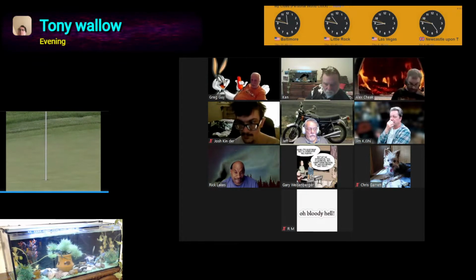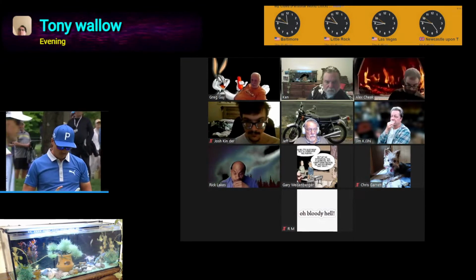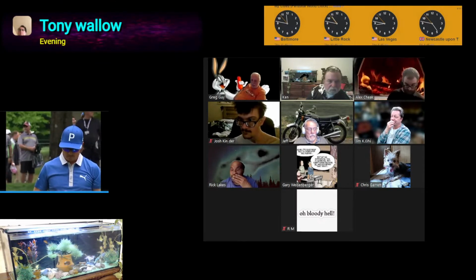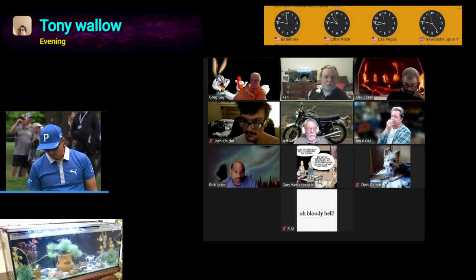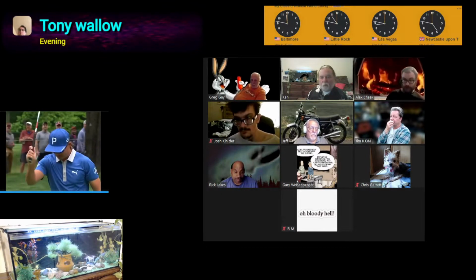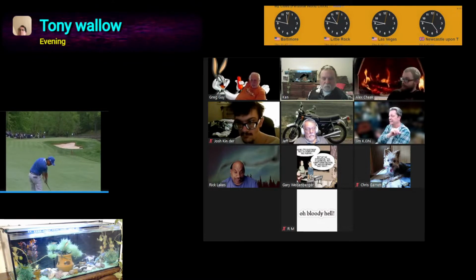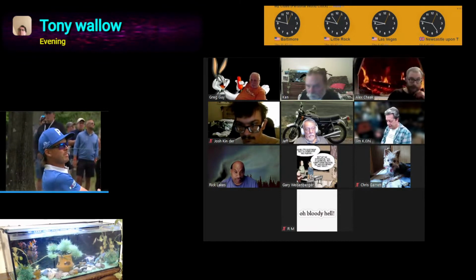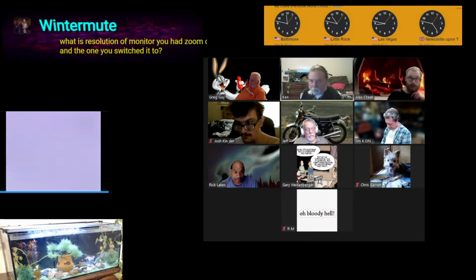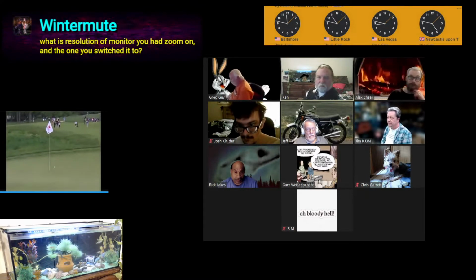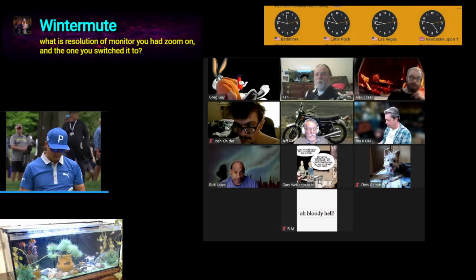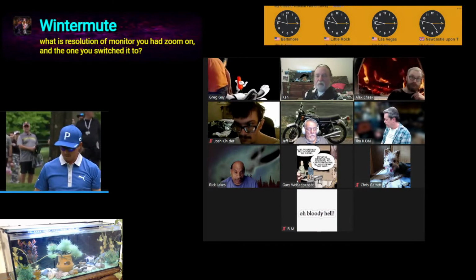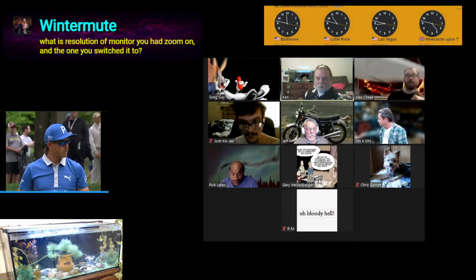Then I can get rid of the black edges on the side by grabbing this. Yeah, now we're good. Everybody's full screen. I'll leave it right like that. So I have no clue how that happened. Wintermute says, what is the resolution of the monitor you had Zoom on and the other one? One was at 100, one was at 125. We put them both at 100, and it seems to work good.